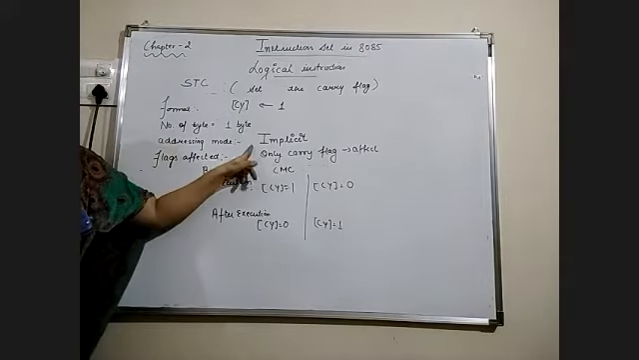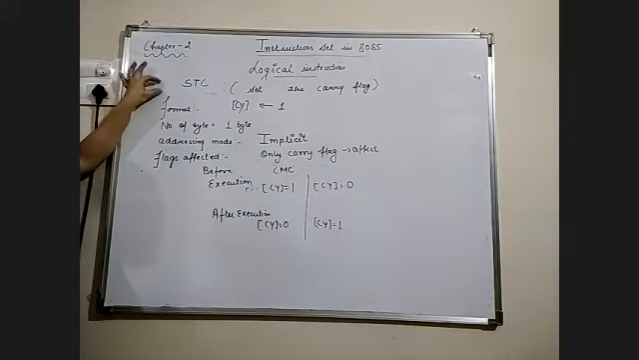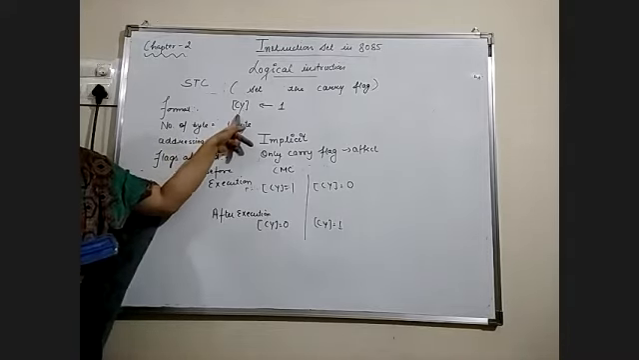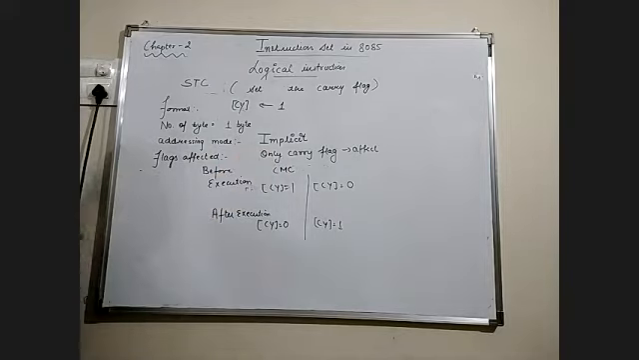The addressing mode is again implicit addressing mode, because we have only the opcode, and inside this instruction we have a carry flag that we have to update with value 1. Flags affected: again this instruction deals with only the carry flag. So only the carry flag will be affected after the execution of this instruction.